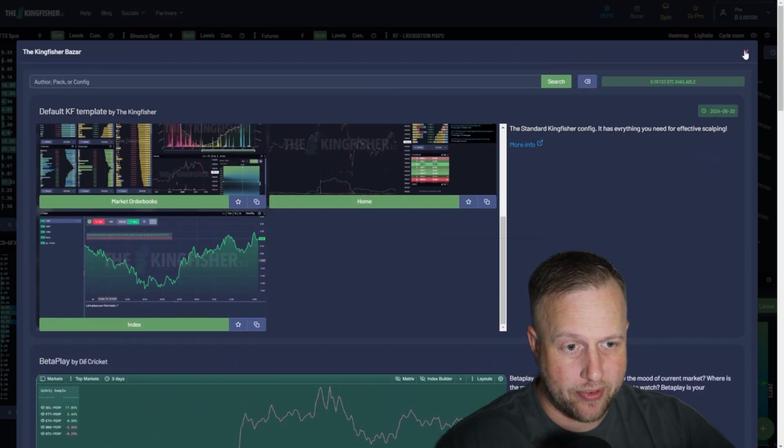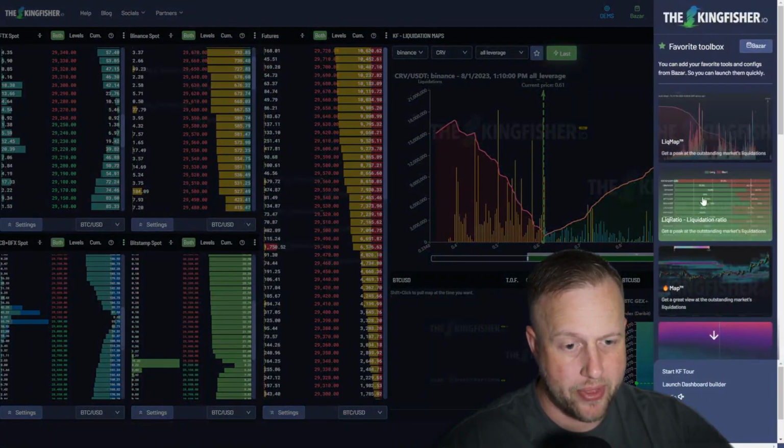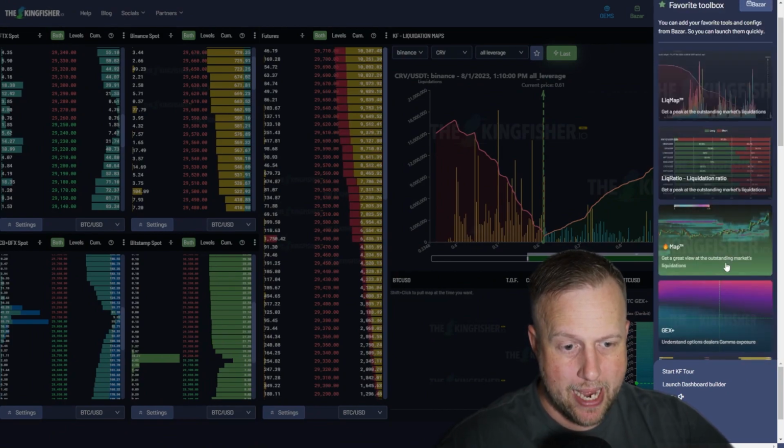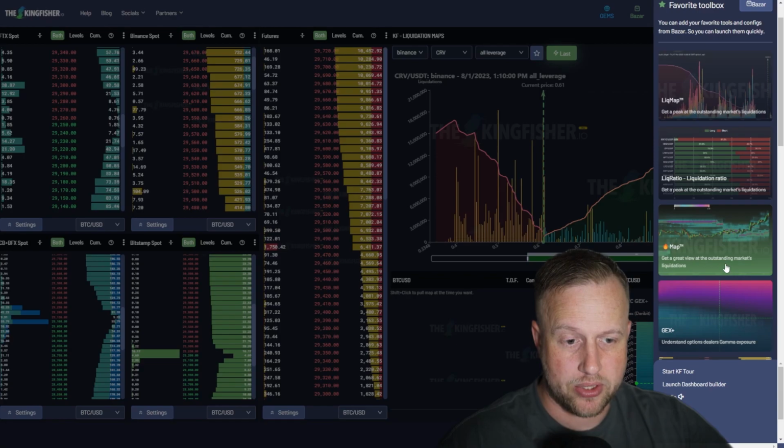They have a lot of stuff on here. I mean, there's so much you get to play around with. Liquidation ratio, liquidation map. You got a heat map, which is a great way of understanding the market's liquidations.